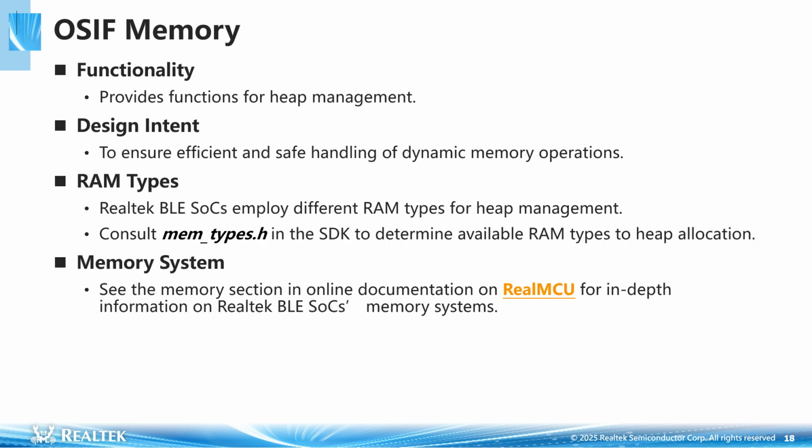Next, we'll explore the OSIF memory module. Its primary function is to provide efficient management of heap operations, ensuring that dynamic memory handling remains both efficient and safe. When discussing RAM types, it's important to note that Realtek BLE SoCs utilize different RAM types for heap management. You can consult the memtypes.h file in the SDK to determine which RAM types are available for heap allocation. For a deeper understanding of the memory systems in Realtek BLE SoCs, I recommend visiting the memory section of the online documentation on RealMCU.